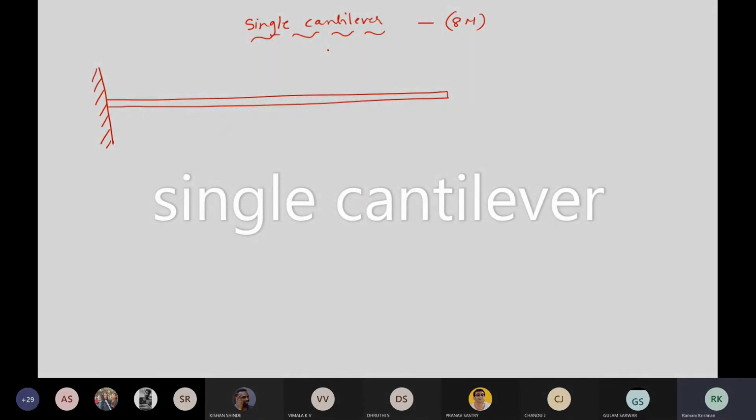Students, what is a single cantilever? A beam which is fixed at one end, and its other end is left free, is called a single cantilever.